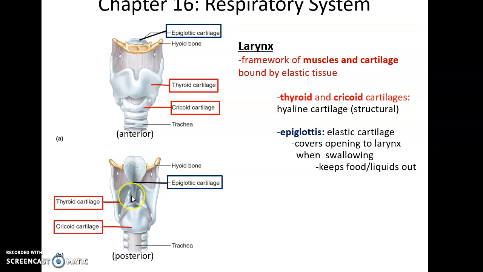Then there's also this mobile leaflet of cartilage called the epiglottis. Epiglottis is composed of elastic cartilage, and when we swallow, the epiglottis folds over and covers the opening into the larynx. So a properly functioning epiglottis will prevent food and drink from entering the larynx by covering the top of it when we swallow.